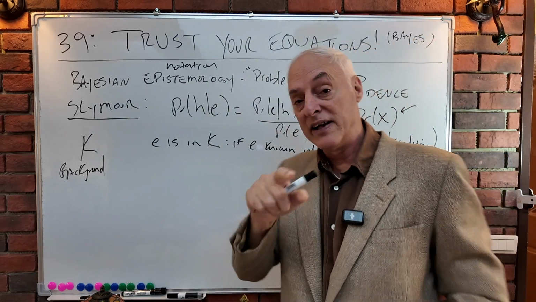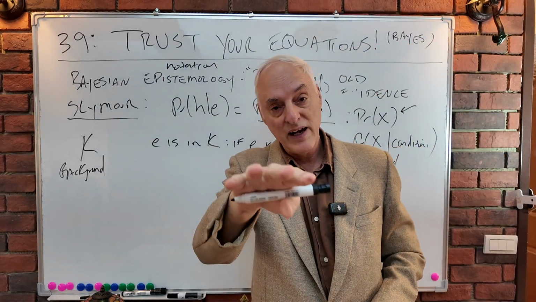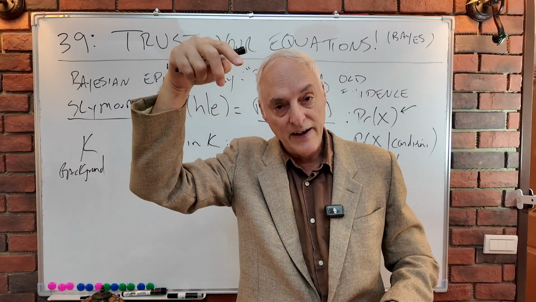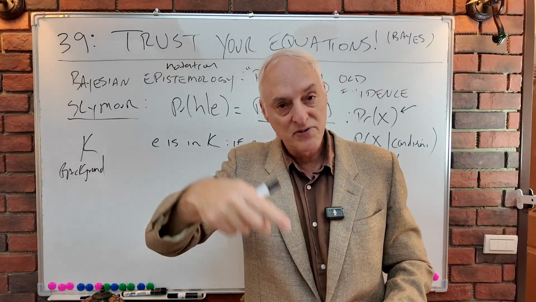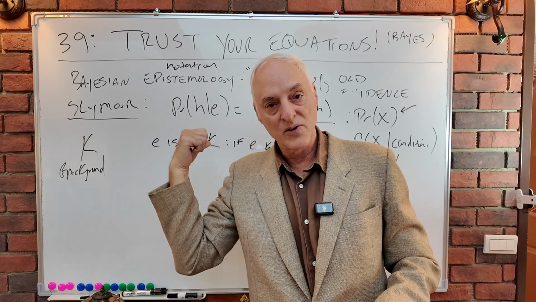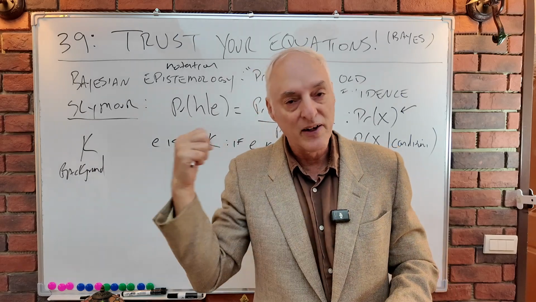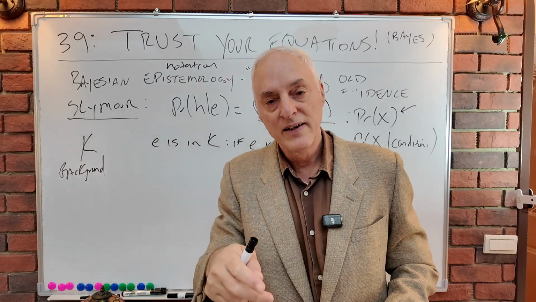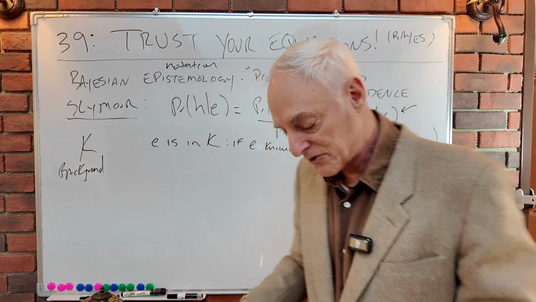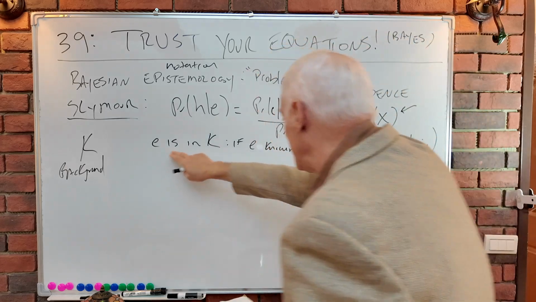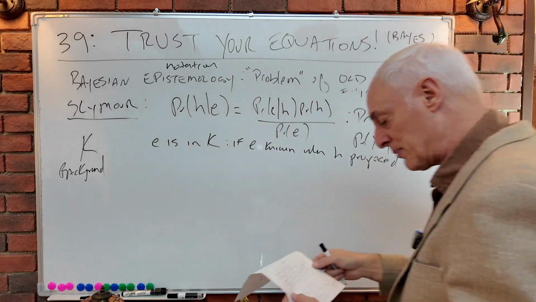And I'm going to provide a link to this paper. So if you don't have this stuff memorized, it's going to be on the site. I'm going to write about all this stuff, so it'll be there written. If you can't quite follow this, it's going to be there. The original paper will be there, the link to it, and my explanation of all this. Anyway, he says E is in K if E is known when H is proposed.